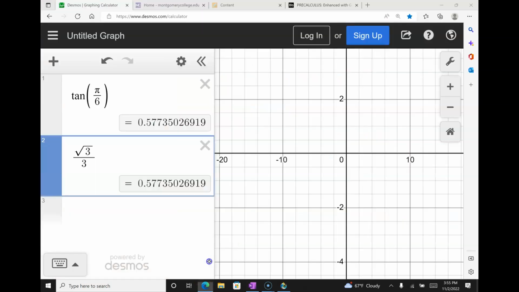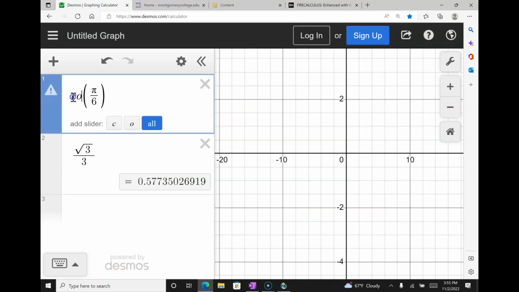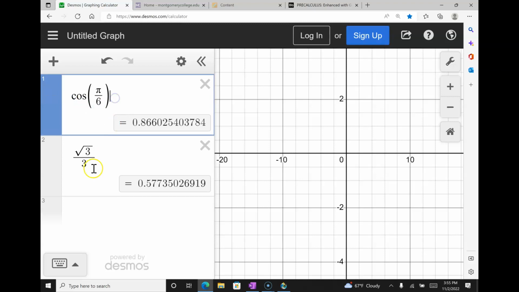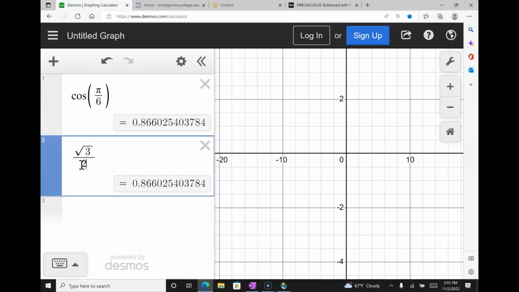On Desmos, cosine of pi over 6, right? And that should be the same as rad 3 over 2. There it is. Nice little way to use a calculator to double check your ratios.